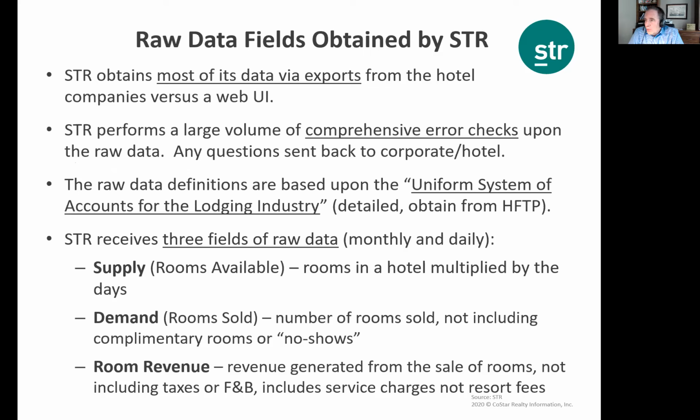And we'll start with the raw data. STR obtains most of its data via exports from the hotel companies. Now, if it's an independent hotel, we do have a web user interface, and an independent hotel can go and enter data for just their hotel. And some of the data comes in that way, but most of it, 95% of the data we get, is from an export from the corporate headquarters. So we're getting data from Hilton in Northern Virginia, and from Marriott in Bethesda, and from all the corporate headquarters, and that comes directly into STR.